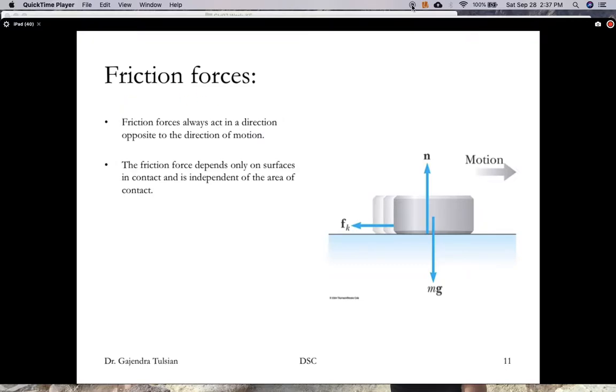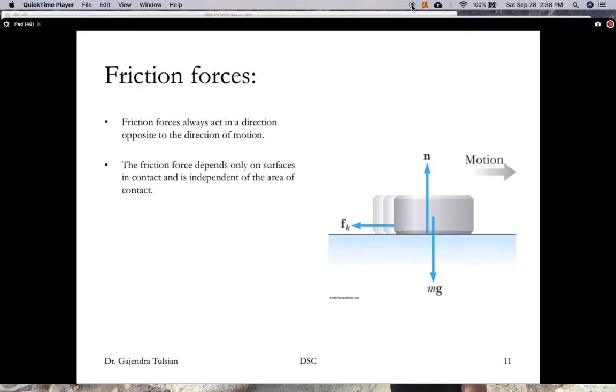Okay, now let's look at friction forces. Friction forces always act in a direction opposite to the direction of motion. So if the object is moving in this direction, that's the direction in which the friction force acts. If the object changes direction and moves like that, the friction force will be in the opposite direction.